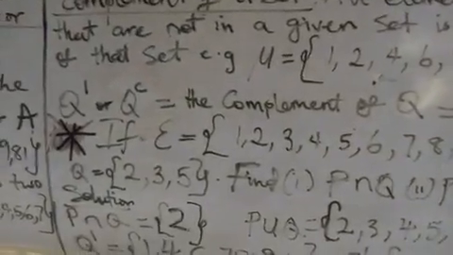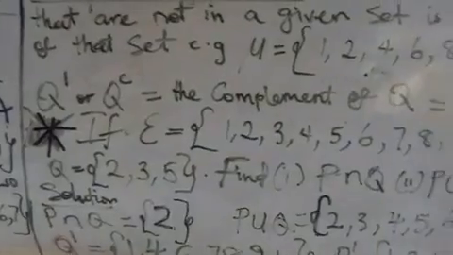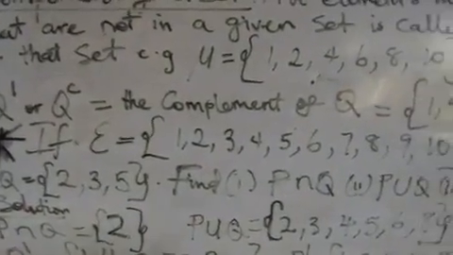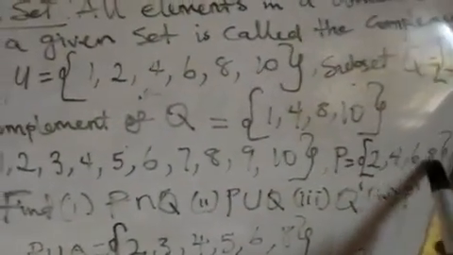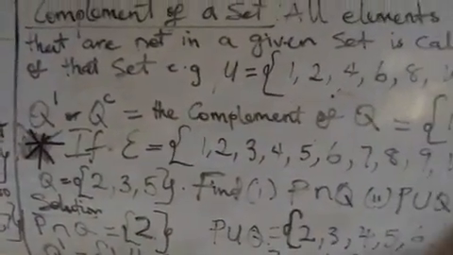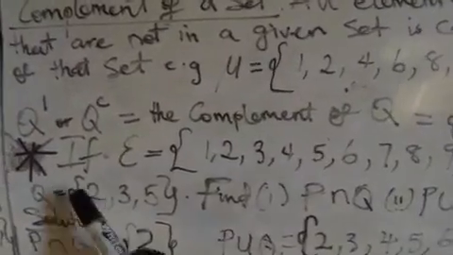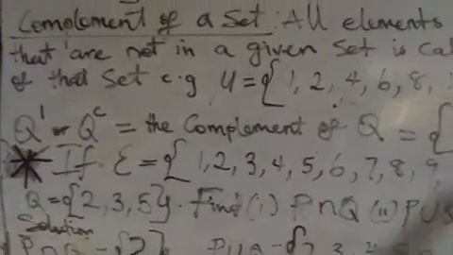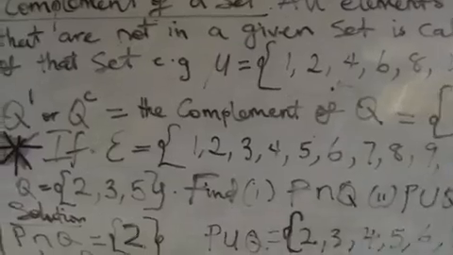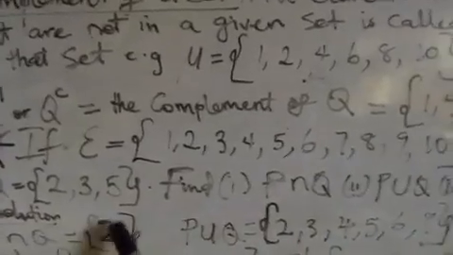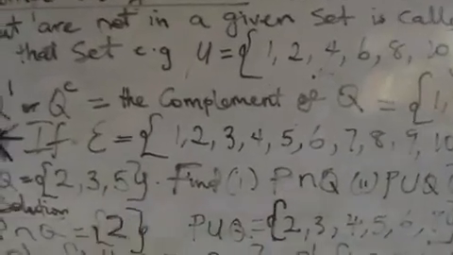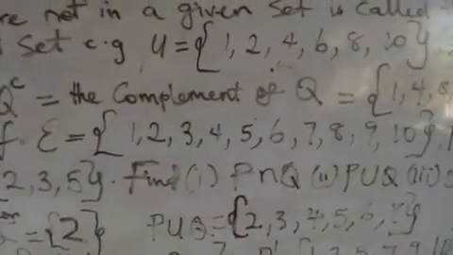P intersection Q. Where do P and Q meet? What joins them? What element is in P that is also in Q? Let's check. In P we have 2, 4, 6, 8. In Q we have 2, 3, 5. You can see that only 2 is common to both. 2 is the element common to P and Q. That's why P intersection Q is 2. So let's go to question 2.